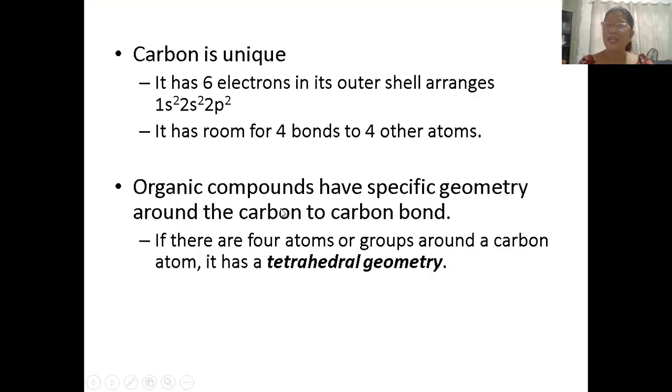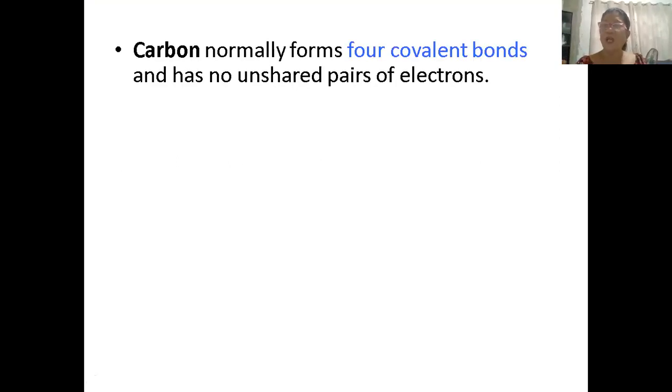So organic compounds have a specific geometry around the carbon to carbon bond. If there are four atoms or groups around carbon, it has a tetrahedral geometry, with four ways of connecting. So carbon normally forms four covalent bonds. They share, not ionic. Ionic is transfer, right? It will share with other unpaired electrons.